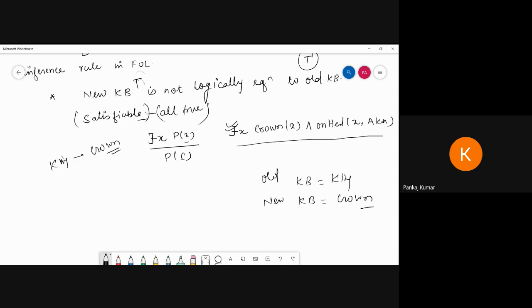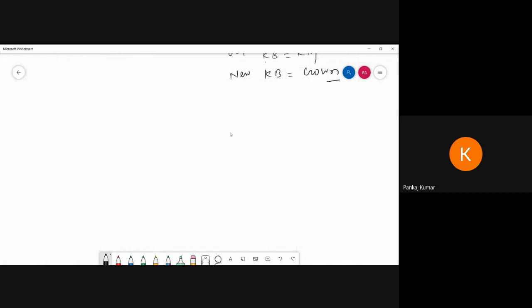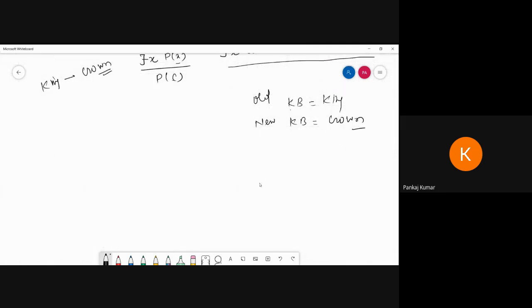Okay, so now the last one. The last one is called the same existential introduction. Okay, so what is the meaning of existential introduction? It is known as a generalization, which is a valid inference rule in first order logic.